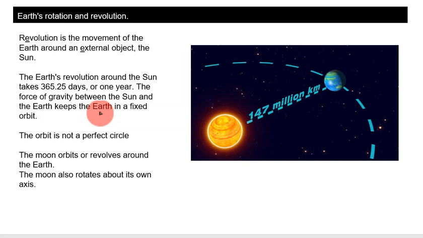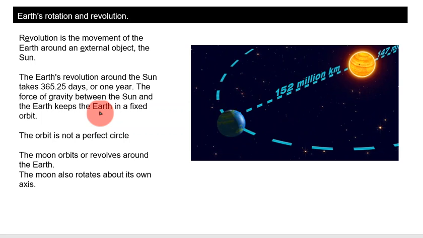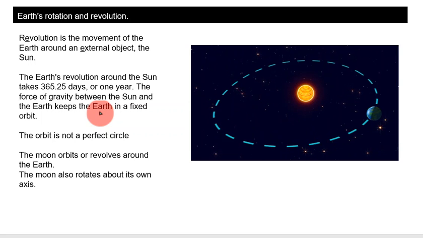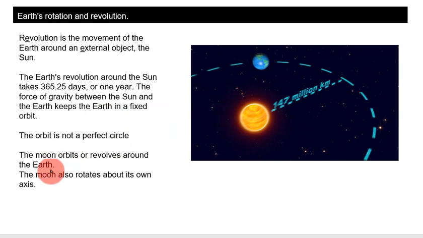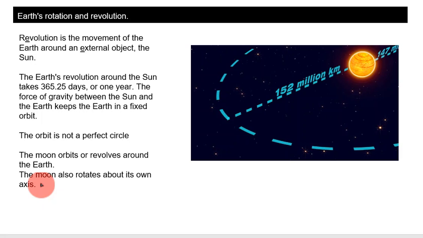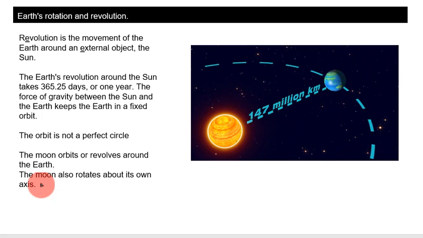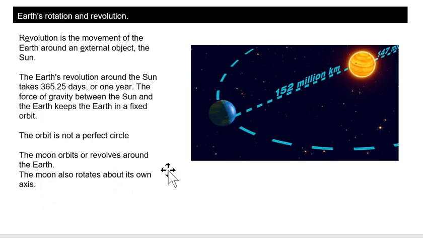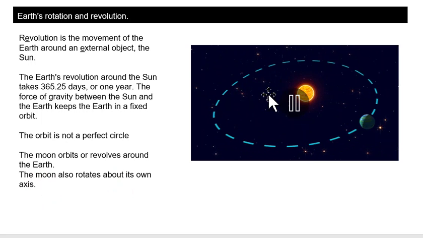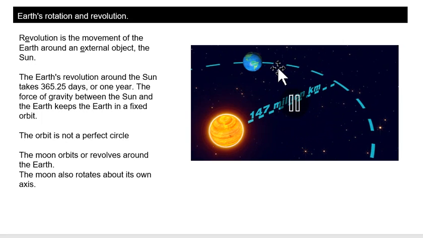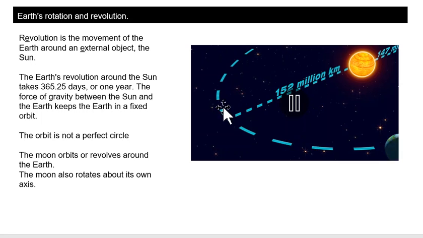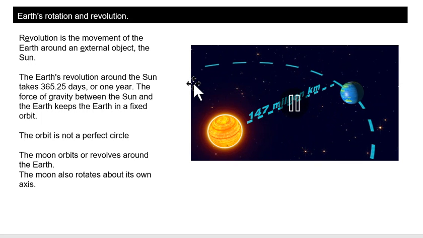So the orbit is not a perfect circle. The moon orbits or revolves around the Earth. So you have the Earth itself, and then around the Earth you have the moon. So the moon is in orbit around the Earth, and the moon also rotates on its own axis. Imagine the same way the Earth revolves around the Sun, and then the Earth rotates on its own axis. Well, the same thing in relation to the Earth: the moon revolves around the Earth, and the moon also rotates on its own axis.